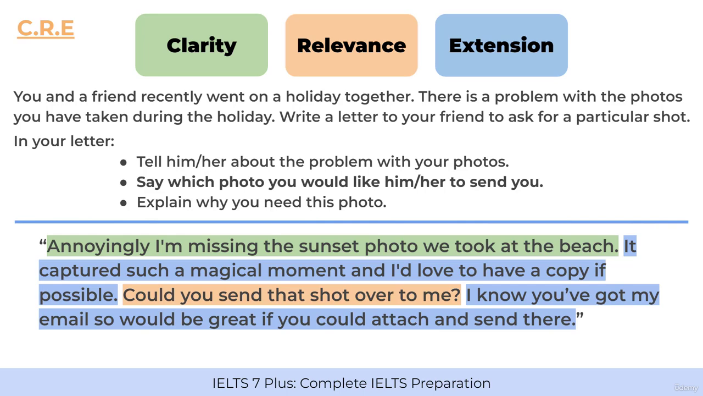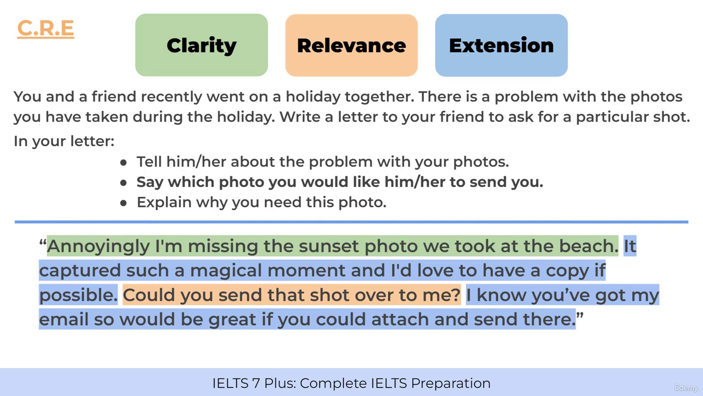Now I say I need to add some extra detail. That's just really to make sure I'm getting to the word count. If I just write 3 short sentences, I'm going to be under the 150 words. Let's take a look at this extension sentence. I know you've got my email, so it would be great if you could attach and send there. And that's fine. We're talking about the photos still, and we're saying that we'd like them to send it to our email address. So just a bit of extra detail there.